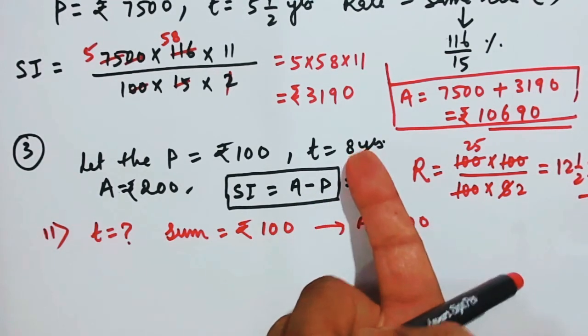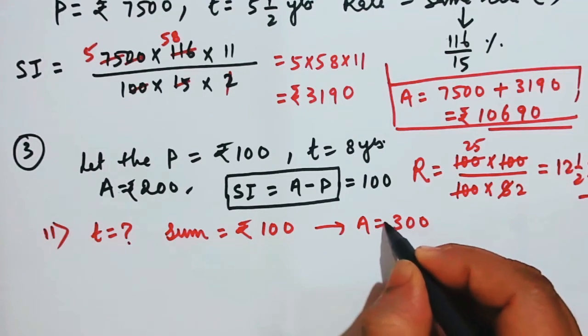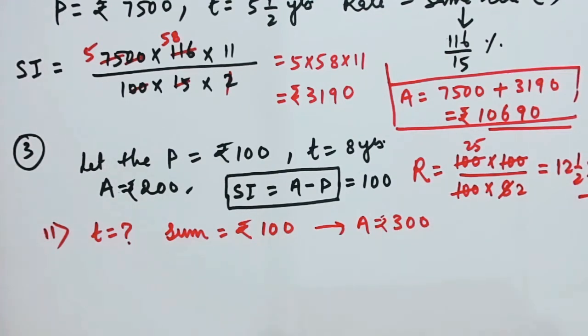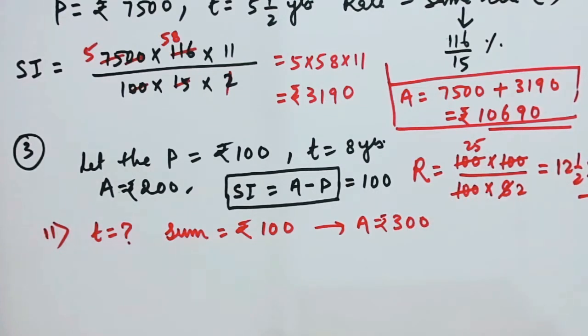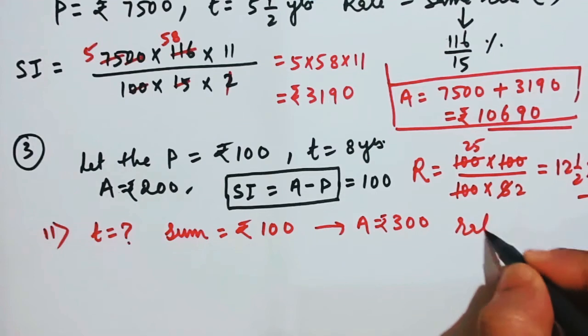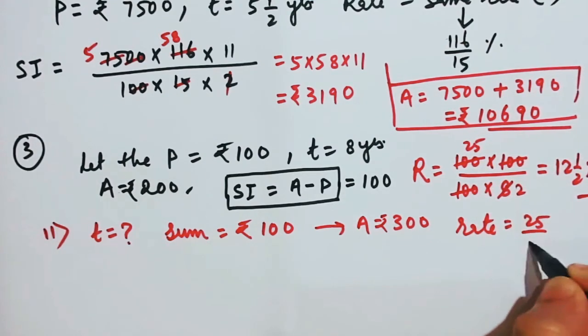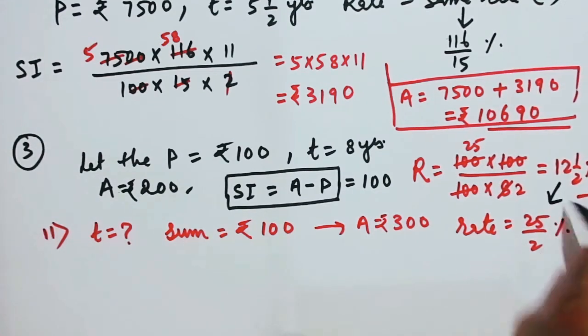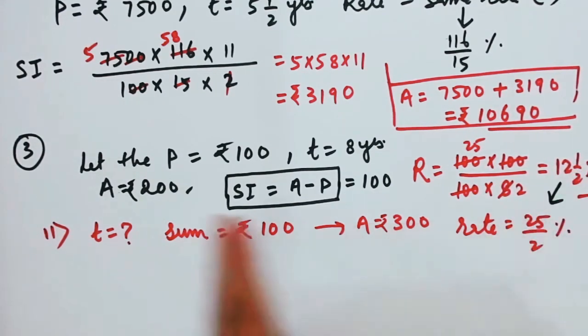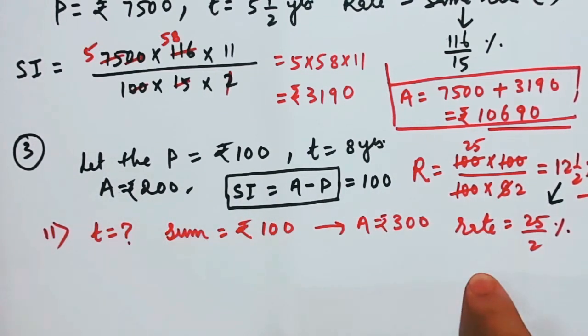Previously in 8 years it was 200. So they are saying that this sum becomes triple of itself, that is 300, at the same rate. Here the rate is equal to 25 by 2%. It becomes very essential for us to solve the first part, because if you do not solve the first part, you cannot get the rate. Clear? See, the entire solution is in one take only, that is why there can be some manual mistakes.